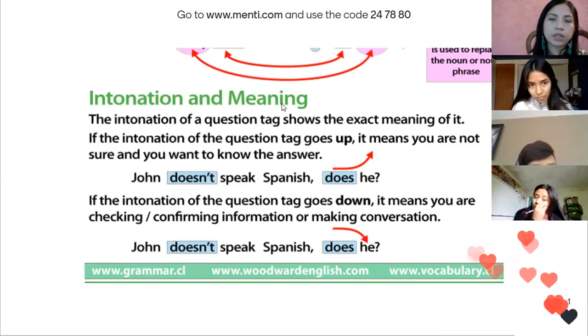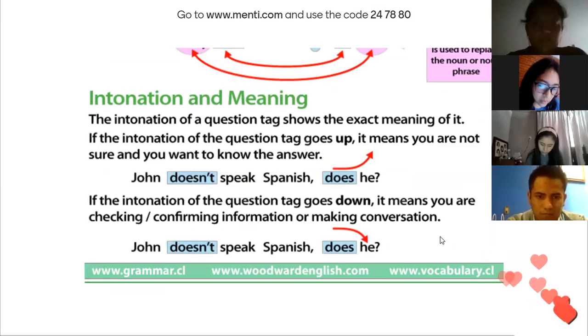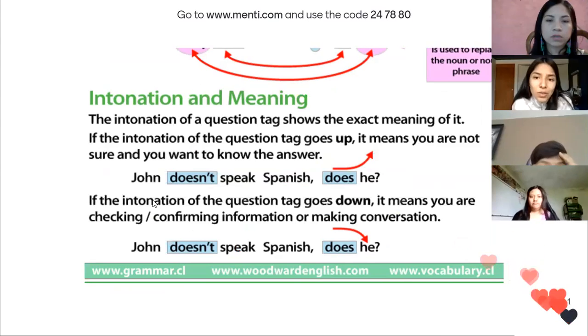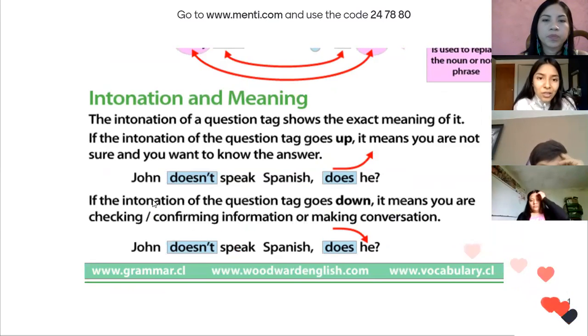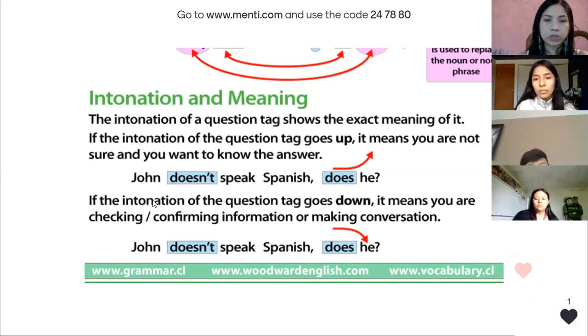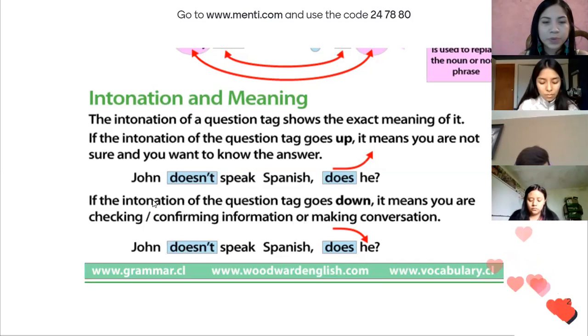Please, who would like to read intonation and meaning? The intonation of a question tag shows the exact meaning of it. If the intonation of the question tag goes up, it means you aren't sure and you want to know the answer. John doesn't speak Spanish, does he? If the intonation of the question tag goes down, it means you are checking, confirming information. So when you want to confirm information that you really don't know, we are going to change the pronunciation. John doesn't speak Spanish, does he? And we go up.